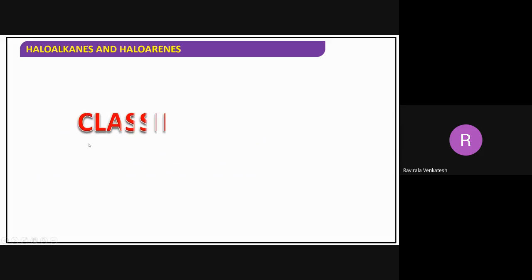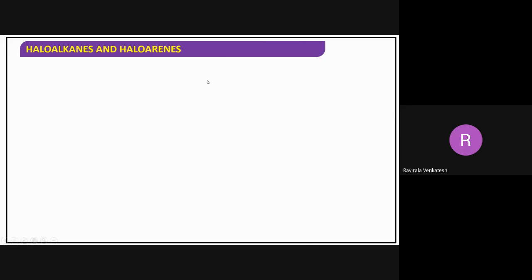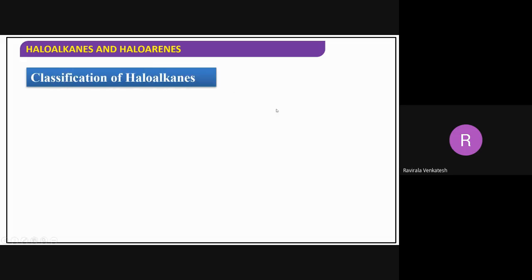So this is actually about how the halogen is bonded to different carbons. Very simple concept, remember this. We will use these things when we make the nomenclatures. Now, related to the classification of haloalkanes, it is a very simple classification. First of all, we'll take haloalkanes. How are they classified?